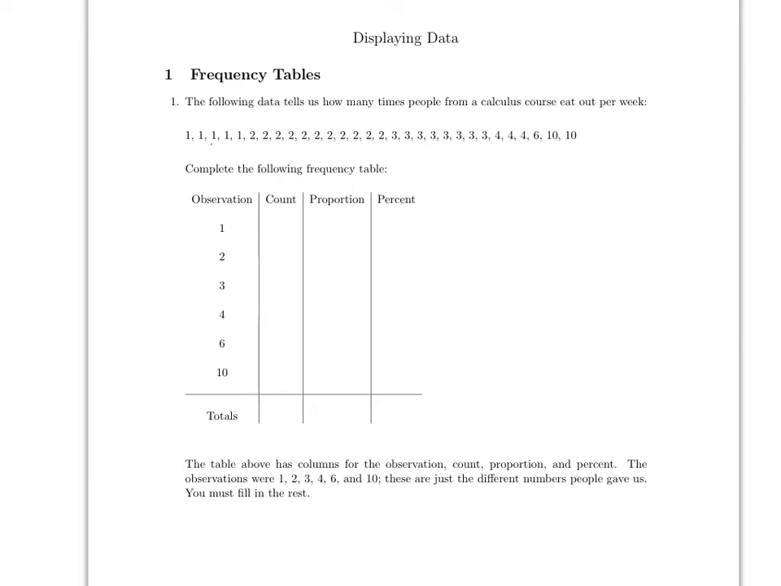The first method we have for displaying data is going to be frequency tables. Now, the reason frequency tables are so useful is they can be used with quantitative or categorical variables. So, frequency tables consist of 4 different columns.